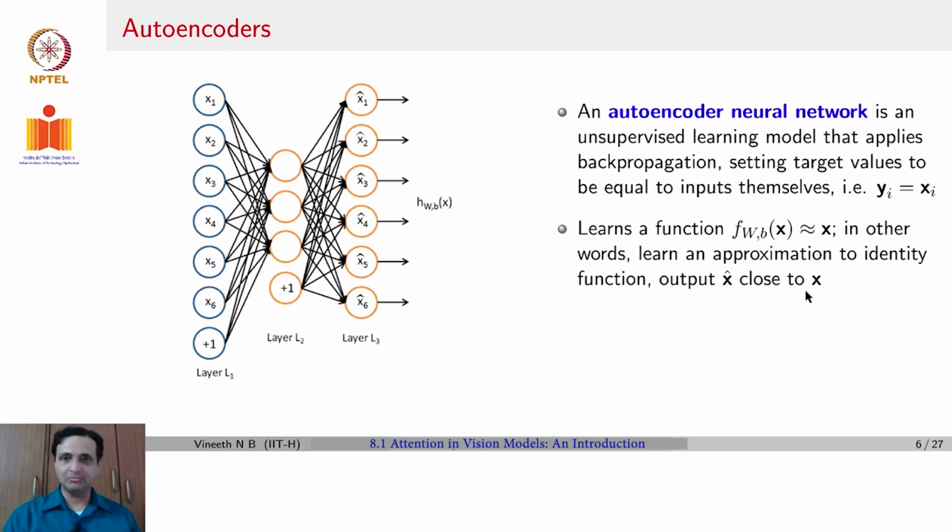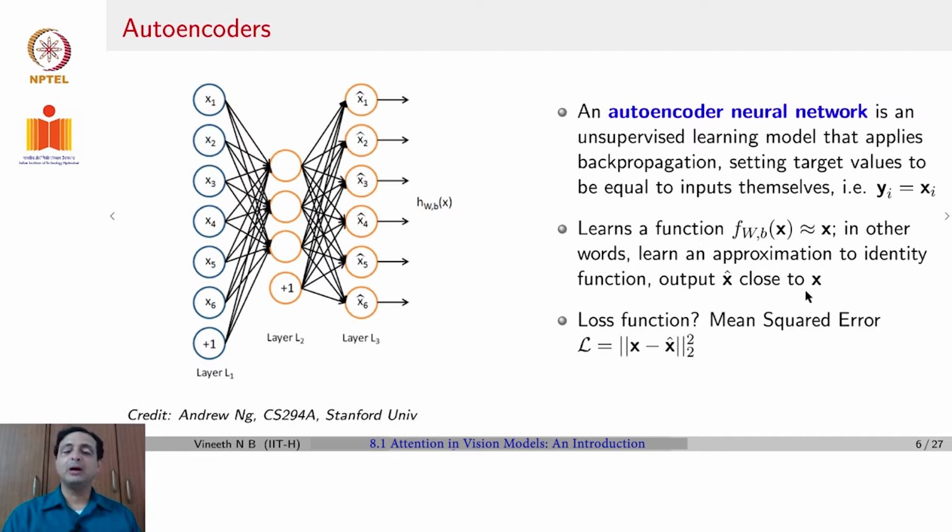Using backpropagation. What kind of a loss function would you use? It would be a mean squared error where you're trying to measure the error between x and x hat, which is the reconstruction of the autoencoder. Then you can learn the weights in the network using backpropagation as with any other feed-forward neural network.